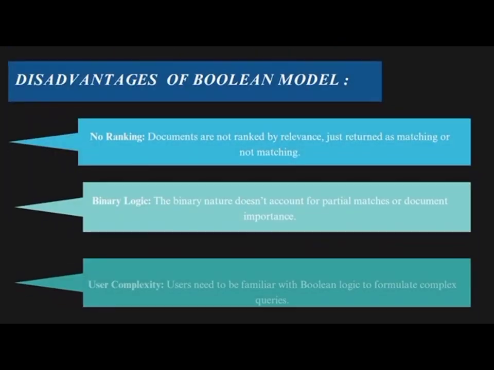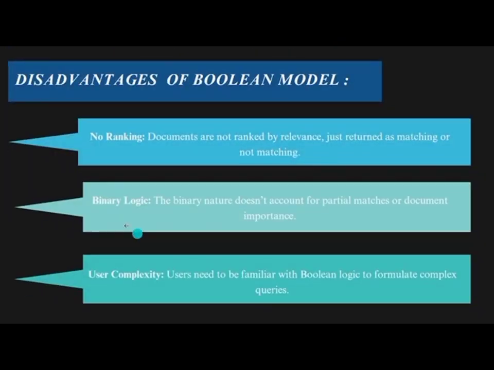Now let's see the limitations of the Boolean model. No ranking: what does it mean actually? The Boolean model doesn't rank the documents by relevance. It simply returns the results as either matching or not matching, relevant or irrelevant.